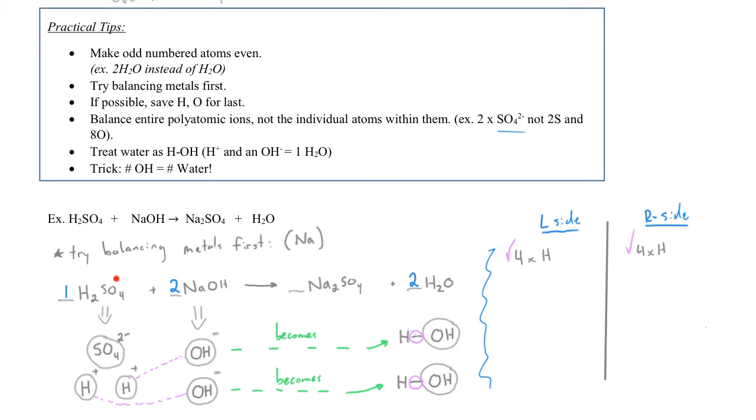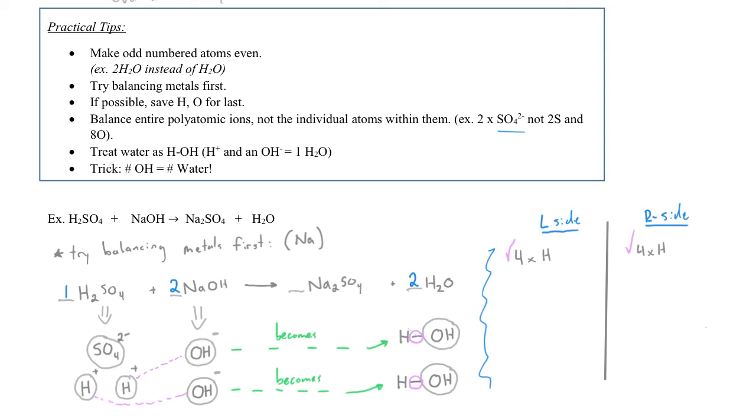Now here's where I want to show you another tip with balancing. Whenever we run into a polyatomic ion like sulfate, it's very helpful to balance the entire polyatomic ion on both sides rather than the individual atoms. So for example, when we balance sulfate, it's helpful to think of it as, say, 2 sulfates rather than 2 sulfurs and 8 oxygen atoms. It gets very unwieldy to break this up. Since it's a group and it doesn't change from one side to the other, it's helpful just to balance it as a single unit.